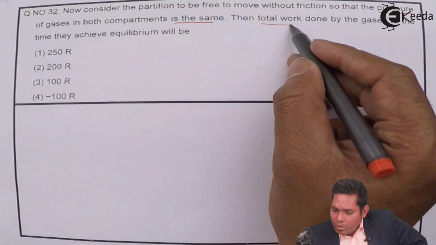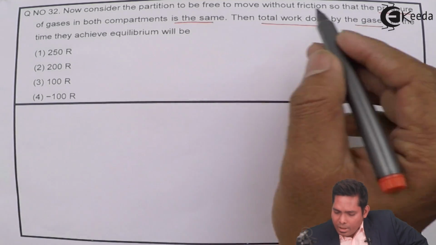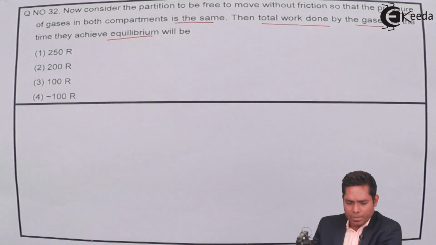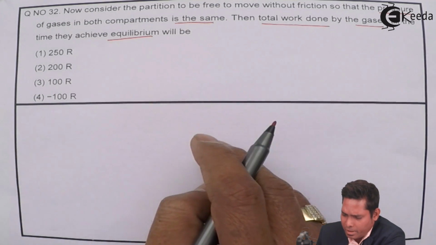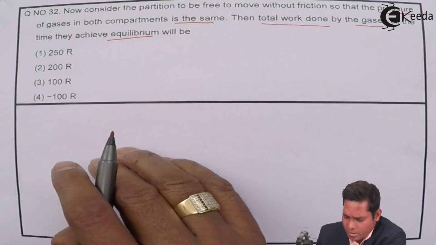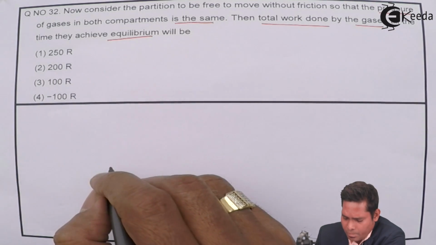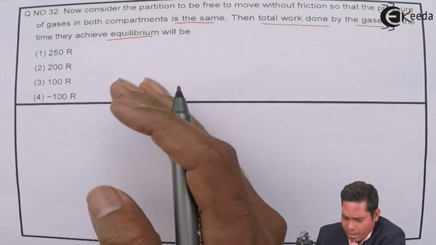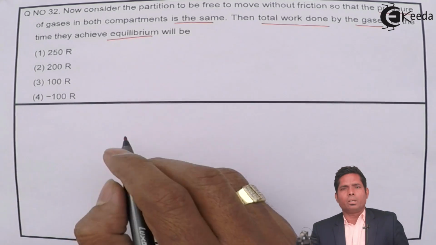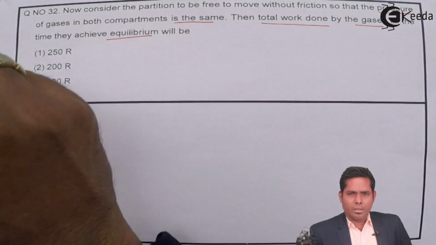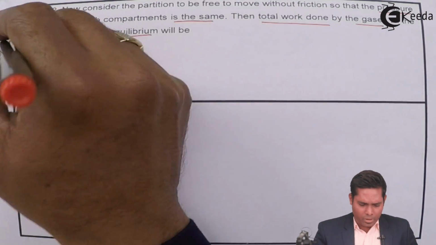Then, the total work done by the gases till the time they achieve equilibrium. What is the meaning of that? If the partition is let go, then the gases will mix with each other. There will be movement of gases from here to that side. So there will be work done, and that can be obtained by the equation.